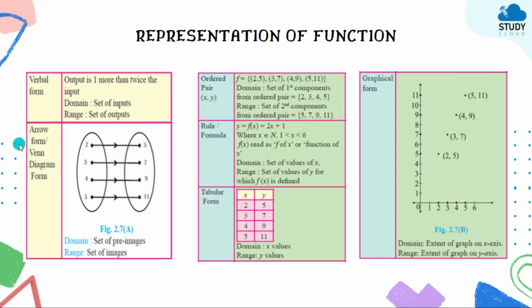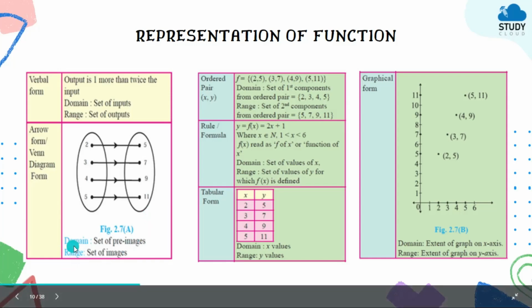The second form is the arrow form or Venn diagram form, which we are already seeing. This is set A, this is set B. Your domain is the set of pre-images. The first set is called the domain. It is also called the pre-images. Then the range is the set of images. Okay, this is the range.